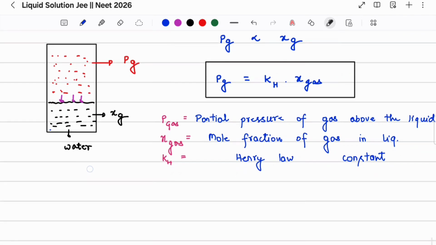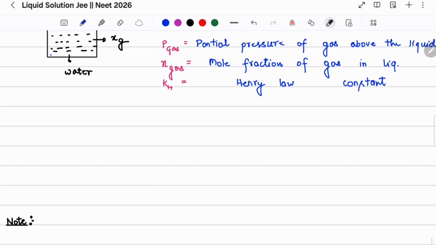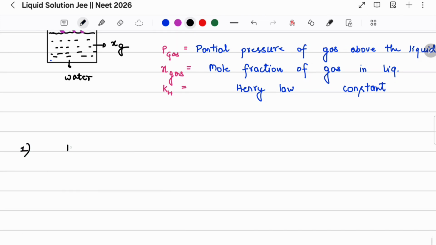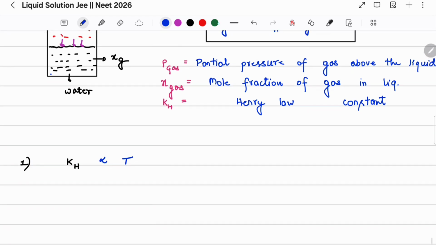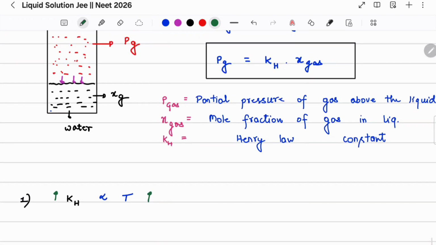What we need to understand, first point, what we have to observe is that this KH which we are getting is directly proportional to temperature. Meaning if your temperature is high, your KH value will also be high. This is the first thing you need to know in Henry's law.